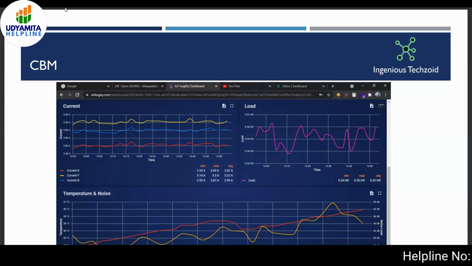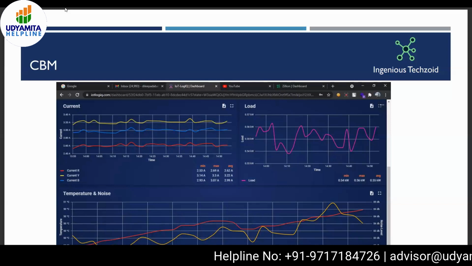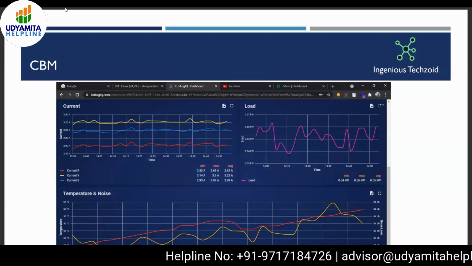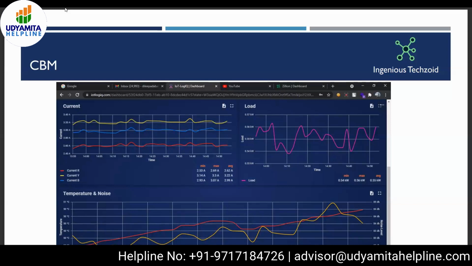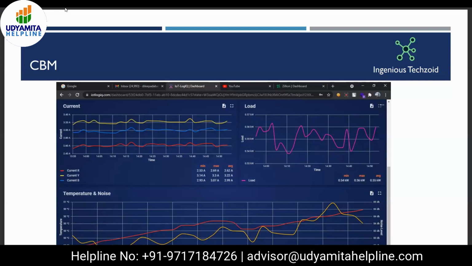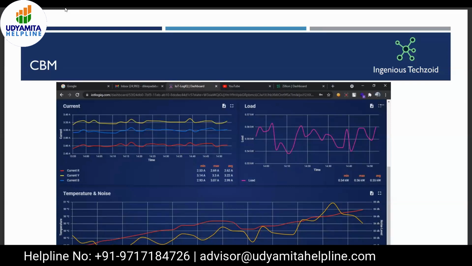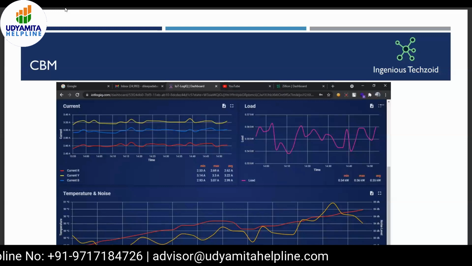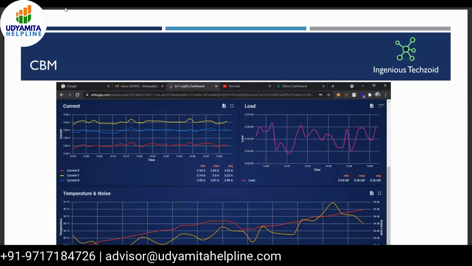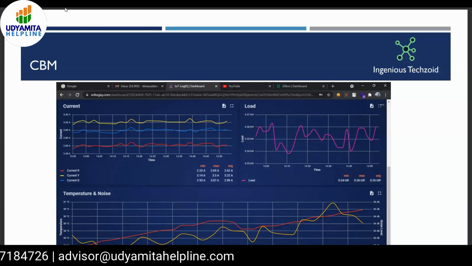So basically, once again, I want to clarify before I go ahead. We are an IoT company. What we do is we connect all the machines to the cloud or an on-prem server, so that we can analyze all the data by sitting at one place.